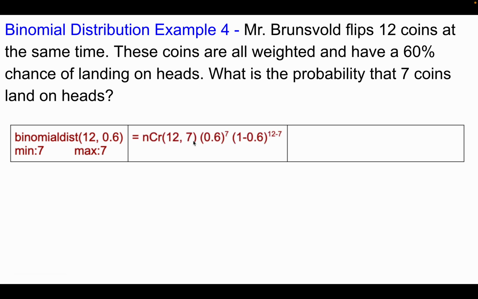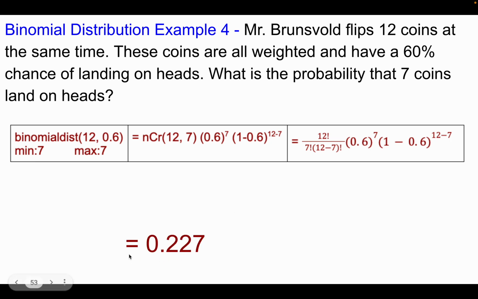I can also calculate this using the combinations formula. So again, 12 coins, I'm looking for 7 heads. 0.6 is my probability of getting a head, so 0.6 to the 7th power. 1 minus 0.6, that's my probability of getting tails. And then 12 minus 7 would be the number of tails that I would have to flip, or 5. Right? And then this is just the version where we expand the combinations using factorials. With all these answers, we get 0.227.